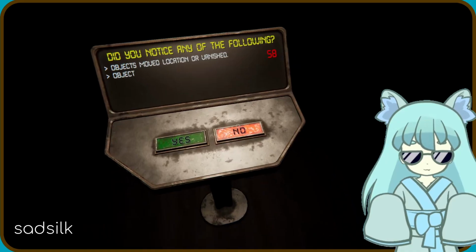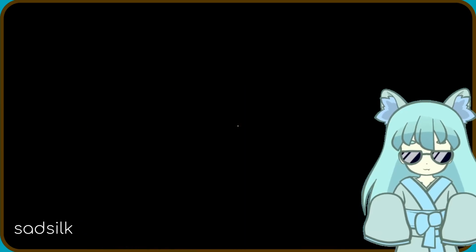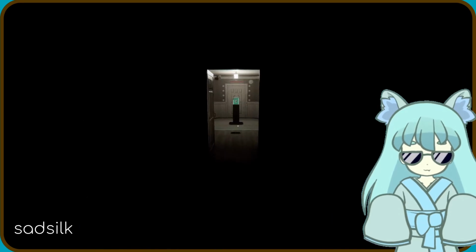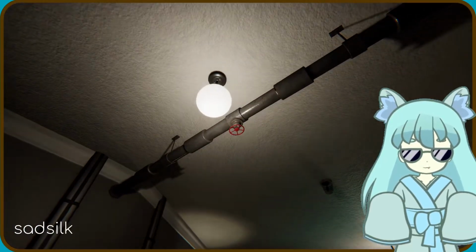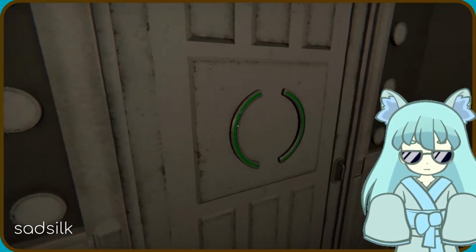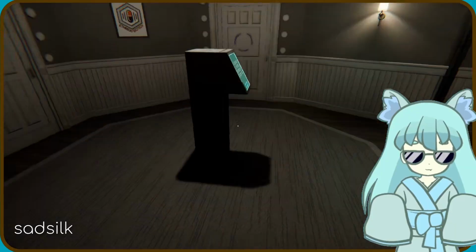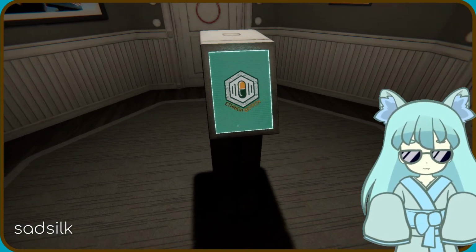Objects moved location. Well, it was the first one, so it can't be anything different. Okay, anything different? Was this right here before? Yes, since we allowed 1 mistake, it'll tell us whether you're going the right or wrong. Oh, here's the panel again. You entered correctly, good job.